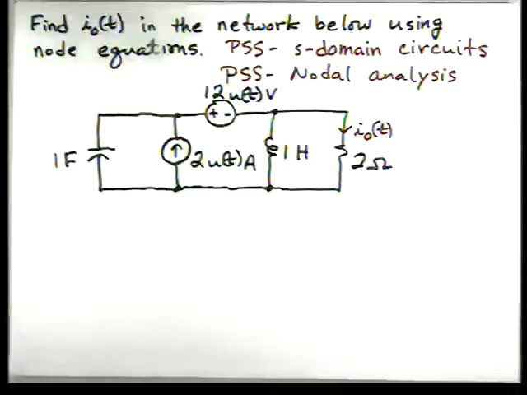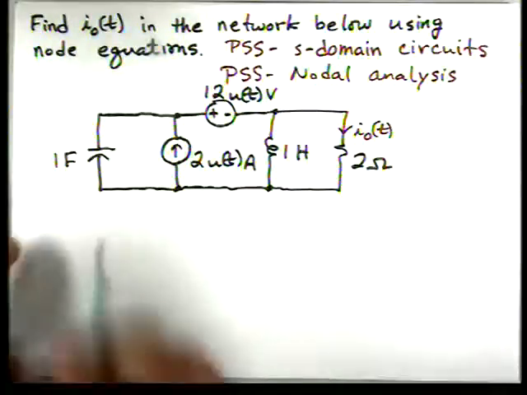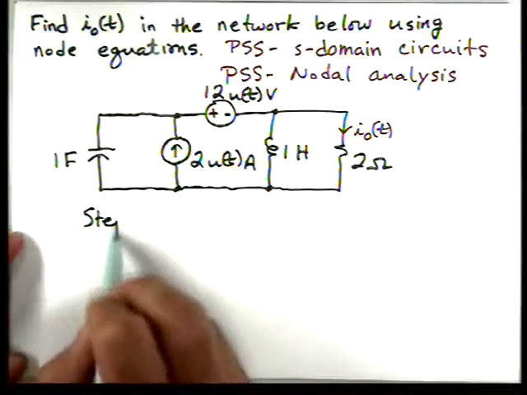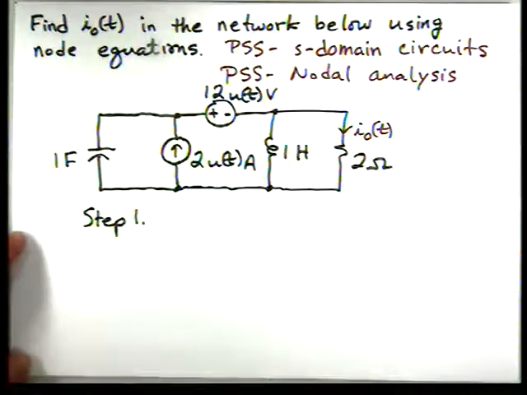Okay, in this problem we're asked to find I0 of t in the network below using node equations. We'll utilize our problem solving strategies for S-domain circuits and also the one for nodal analysis. So if we look at our problem solving strategy for S-domain circuits, step 1 deals with the initial conditions.